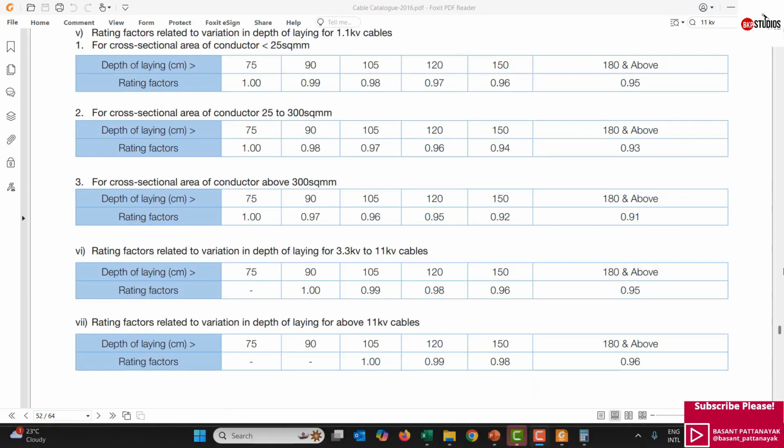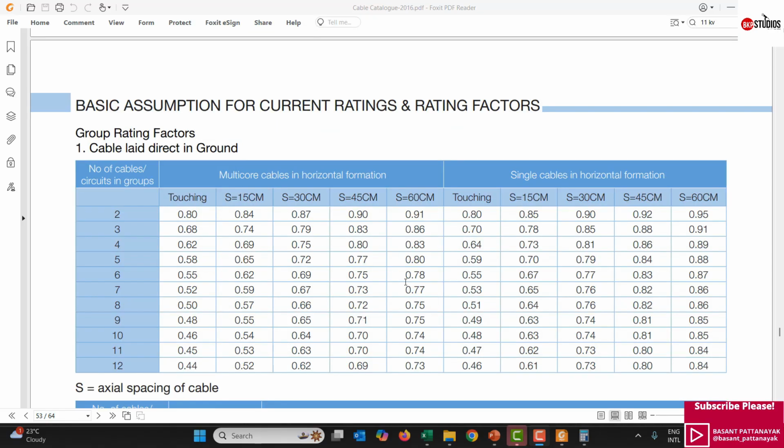Then we have to find F3. F3 is the rating factor related to variation of depth of laying. You can see it in the table: rating factor related to variation of depth of laying for 3.3 kV to 11 kV cables. Our depth of laying is 105 cm, so the rating factor is 0.99. The next rating factor is F4. F4 is for cables laid directly in the ground, the rating factor for touching. I am assuming I am laying only one cable, so there won't be any factor for touching. This rating factor is for multiple cables going together or multiple cables in trefoil formation. So I am considering F4 also as 1.